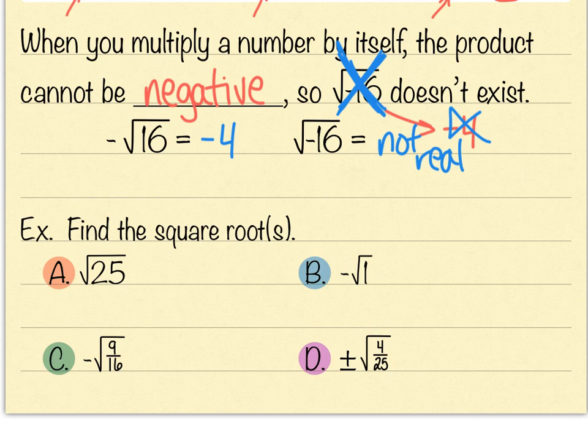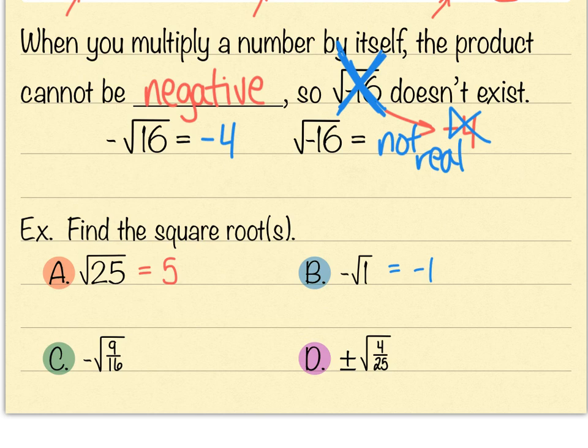So let's look at these 4 examples here. It says find the square root or square roots. In example A, there's no positive or negative symbol in front of the square root, so we're just going to assume that one's the positive answer. So the positive version of the square root of 25, think to yourself, what number squared gives me 25, and that answer is 5. For example B, the negative square root of 1. Well, the square root of 1 is 1, so the negative square root of 1 would be negative 1.